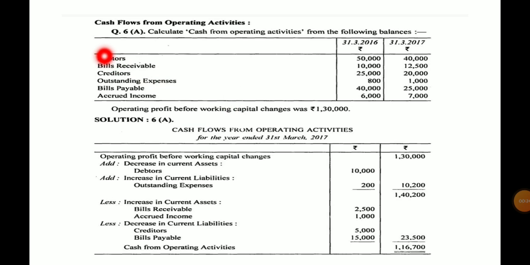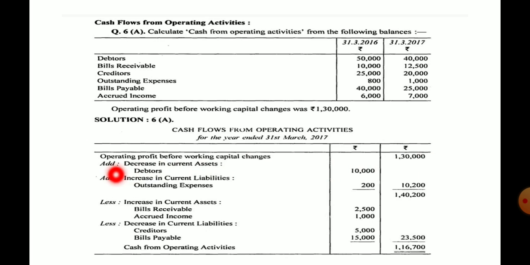So cash flow from operating activity. You have to calculate cash from operating activity. In the previous video, I have already discussed the format of this chapter, the format of this cash flow statement. So now we are going to prepare the cash flow statement. These are the items of the balance sheet. This is the previous year and this is the current year. Operating profit before working capital changes is 1,30,000, so it will be written as 1,30,000 in the outer column.